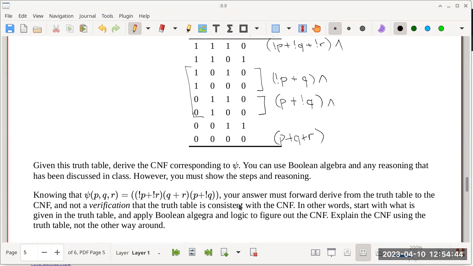You can do that. You can also use some other means. In other words, start with what is given in the truth table, apply Boolean algebra and logic to figure out the CNF. Explain the CNF using the truth table, not the other way around. So now that I have my CNF derived like this, how do I get to this form here?